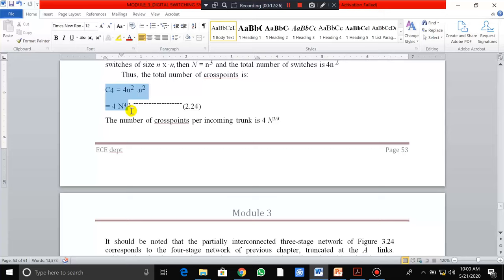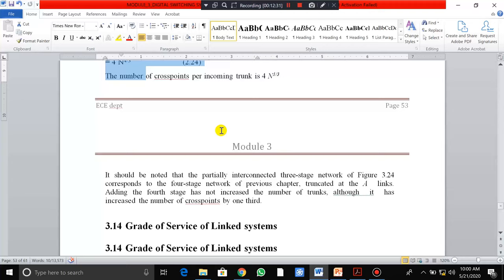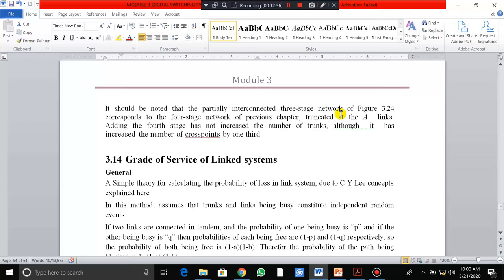four-stage network. What we have in two-stage, three-stage, that is C3, C2, similarly we have like this. Next, it should be noted that the partially interconnected three-stage network corresponds to a four-stage network, as we discussed in the last chapter, which is truncated at a link. Adding the fourth stage has not increased the number of trunks, although it has increased the number of crosspoints by one-third. That means the number of trunks will not be increased when you move from three-stage to four-stage. The only thing is the number of crosspoints will be increased.